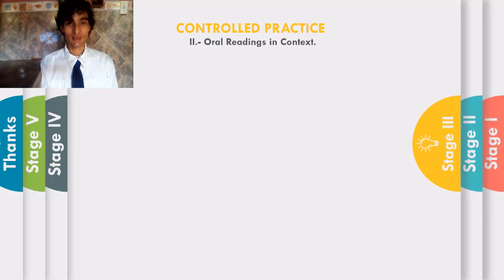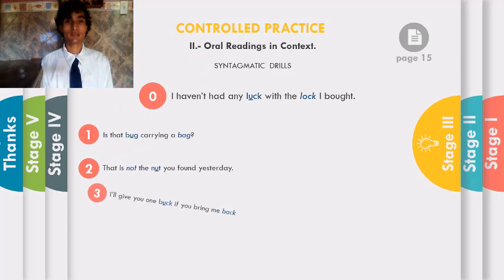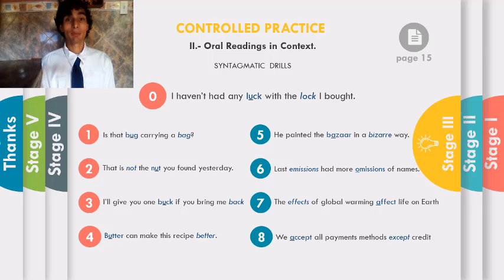Now for oral readings in context, let's do some syntagmatic drills. From this point on, find a partner that you can work with until the end of the lesson. Practice reading out loud the following sentences containing minimal pairs. Both words are in blue. Compare the word with the target sound with the words in italics. Both of you have to read the sentence before moving on to the next one.